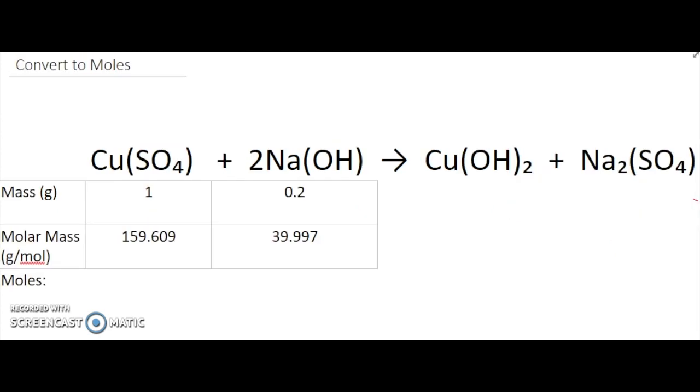we are going to convert grams to moles. In this experiment, we are using 1 gram of copper sulfate and 0.2 grams of sodium hydroxide. We can see their molar masses by using the periodic table. Now divide the grams by their molar masses, and we get 0.006 moles and 0.005 moles.